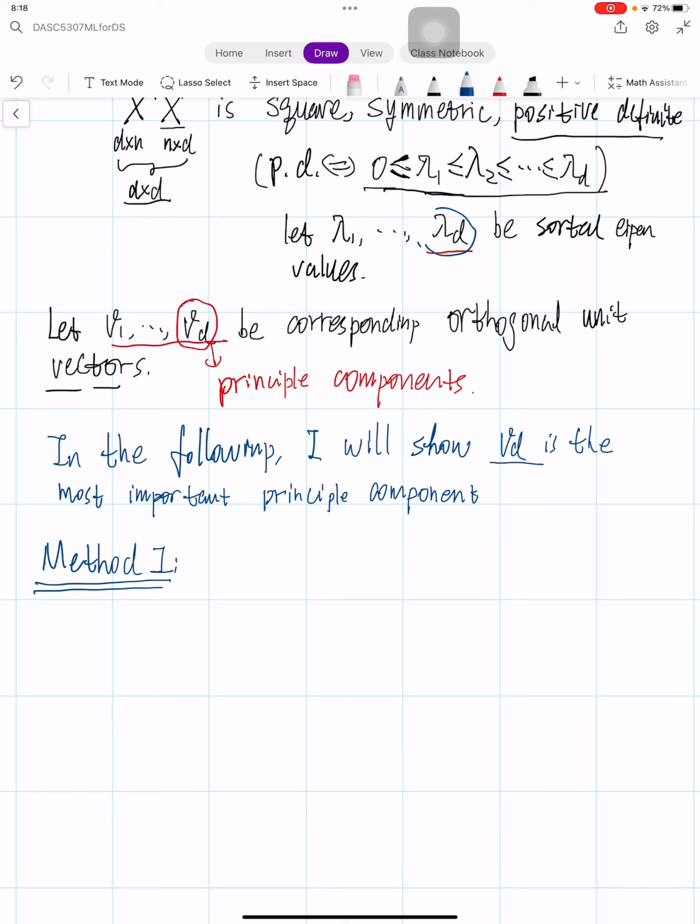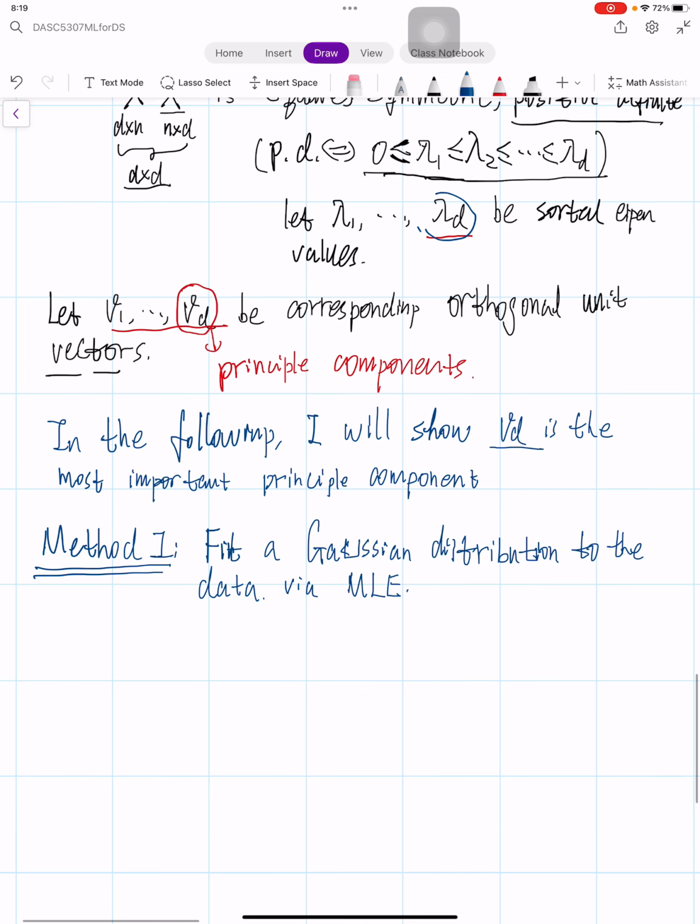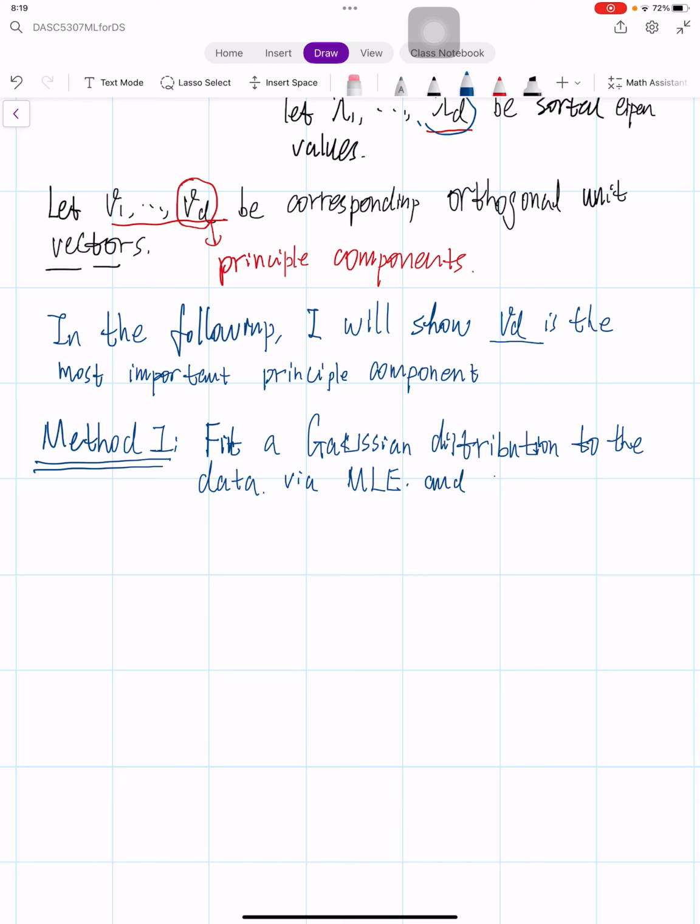The first method to find the principal component is to fit a Gaussian distribution to the data via the maximum likelihood estimator, and choose the first k Gaussian axes with greatest variance.